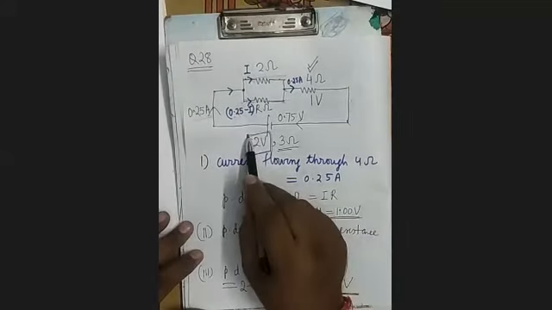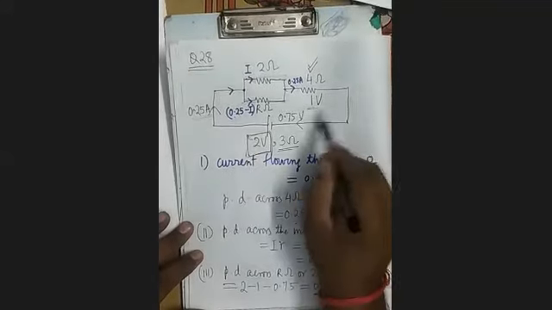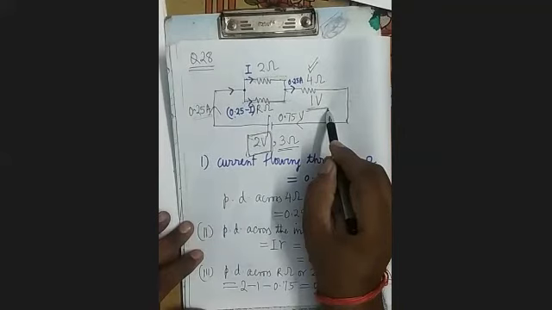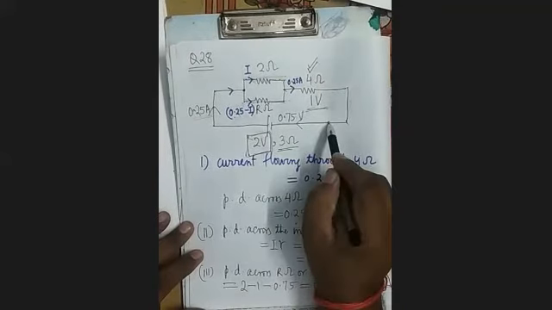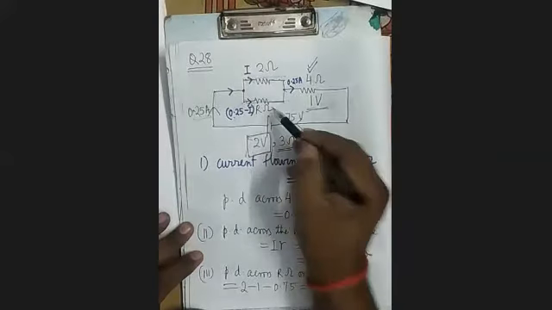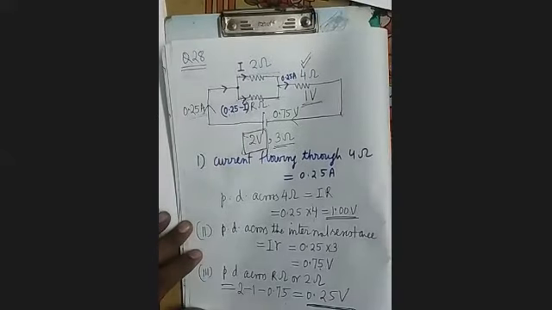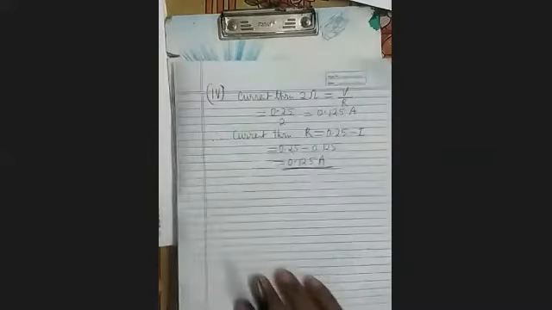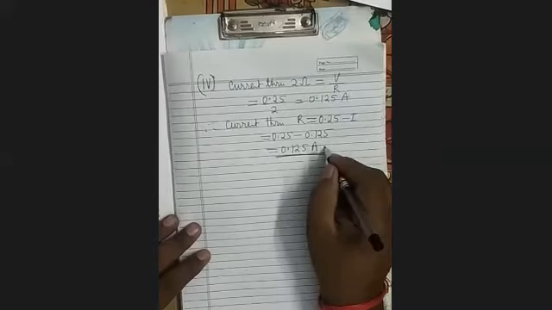What is the total drop? It is 2 volt. Out of 2 volt, 1 volt has dropped here. 0.75 volt had dropped here. So how much is left? That will drop across this. It's clear. So it is 0.25 volt. So current through R will be this.